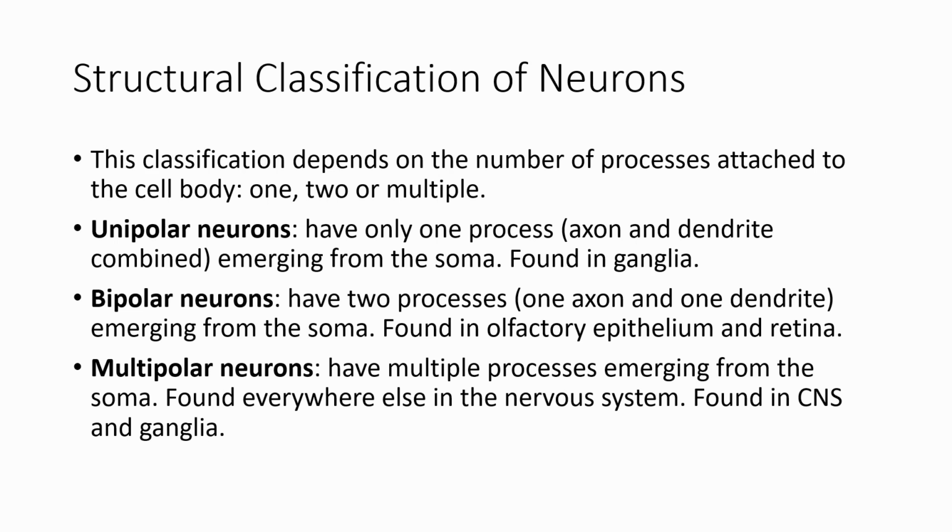This is where we have lots of processes from the soma. So you have that axon, but you have a bunch of dendrites. These guys we find all over the place, all over the place within the central nervous system. In most cases, multipolar neurons are going to be what you're looking at, but you could be looking at a unipolar or a bipolar at some point.